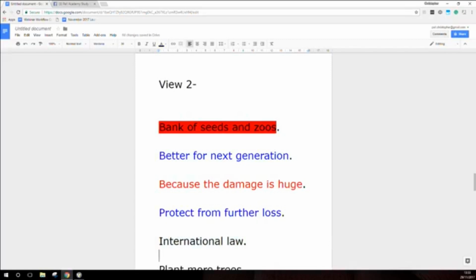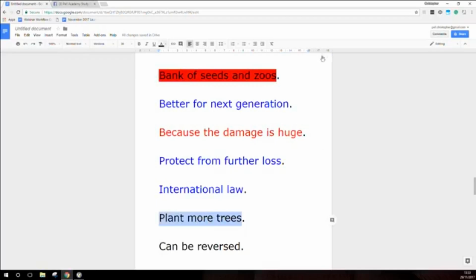International law. Yeah, if you could explain that. We shouldn't do it because all the countries in the world have signed up to agreements not to do it, and you should, you know, abide by international law. That's good. Plant more trees. Again, this is about how rather than why. So the question is asking you why. It's not asking you how. So again, be very careful that you're answering the correct question.